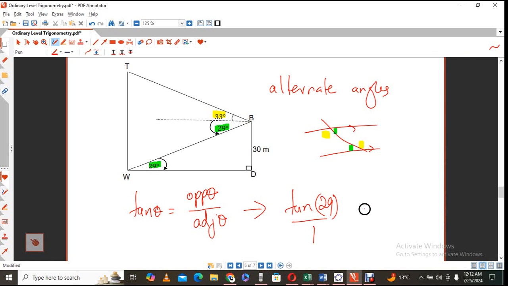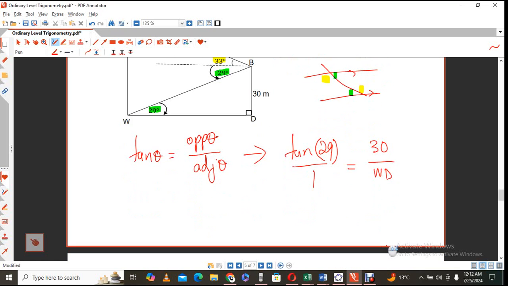All right. And then this is equal to whatever is opposite. In this particular case, the 30 is opposite, and what we are looking for is WD. So if the unknown is under, you divide. But you can do cross multiplication, you will still get to the same answer. So eventually you'll have W equal to 30 divided by tangent of 29.